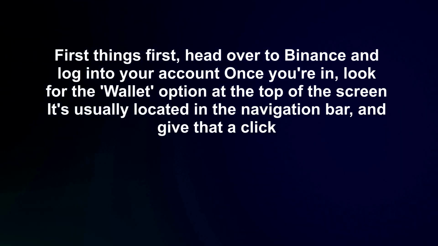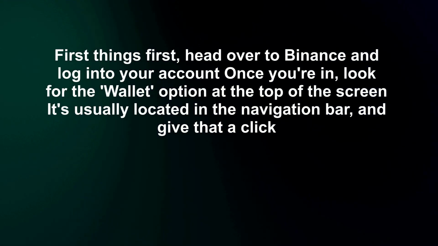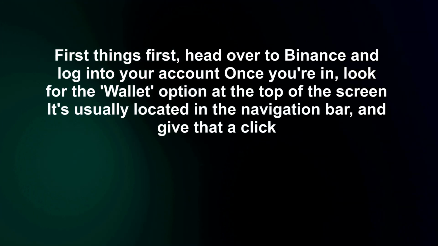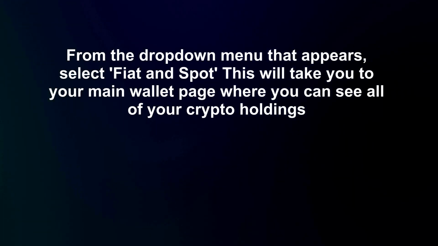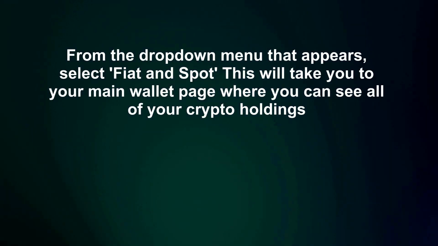First things first, head over to Binance and log into your account. Once you're in, look for the wallet option at the top of the screen. It's usually located in the navigation bar, and give that a click. From the drop-down menu that appears, select Fiat and Spot. This will take you to your main wallet page where you can see all of your crypto holdings.